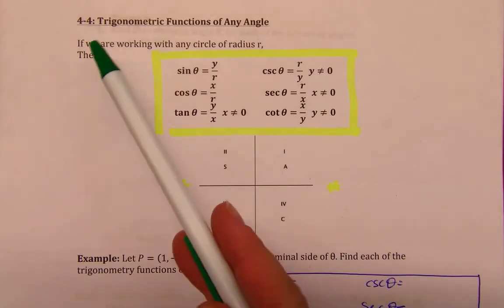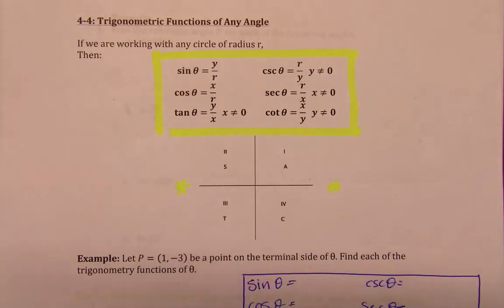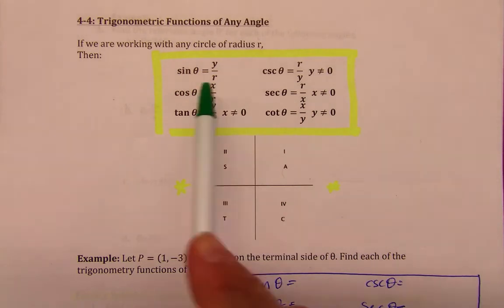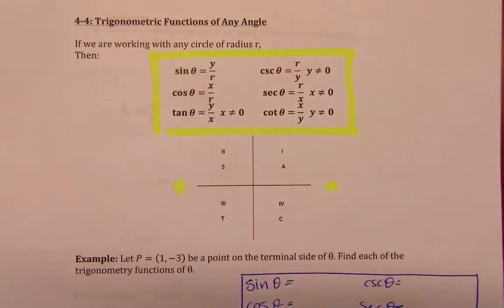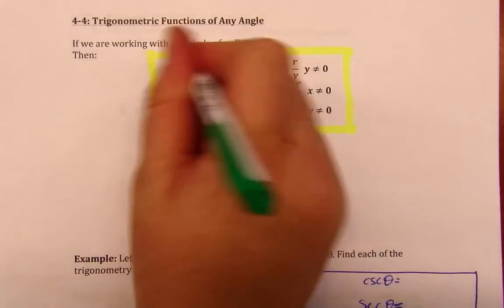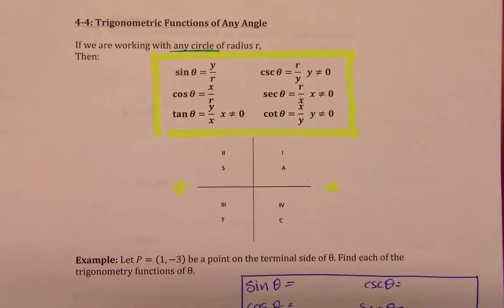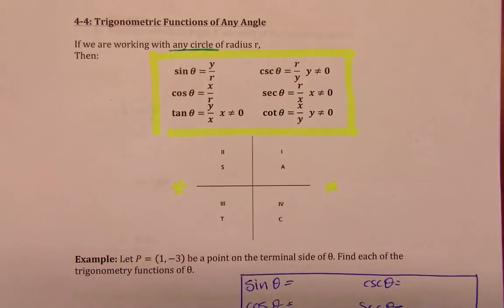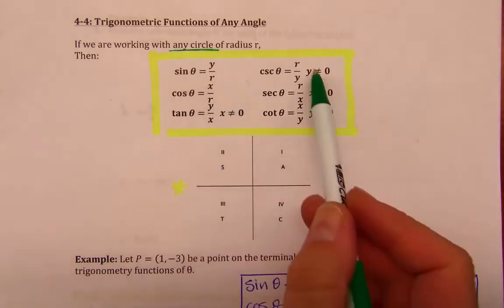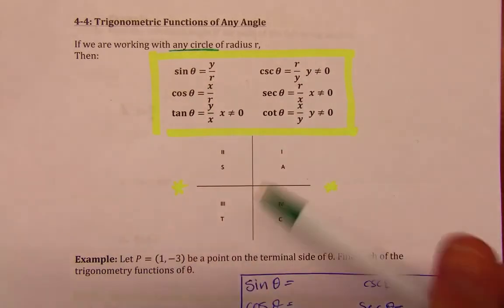Okay, so this is section 4-4 in chapter 4, and we're going to be continuing with the same topic of evaluating these trig functions. And so now we can talk about any circle, not necessarily just the unit circle. So before we were talking about the unit circle with a radius of 1, but now if we're talking about any circle with a radius of r, this is how all of those evaluating those angles would go.